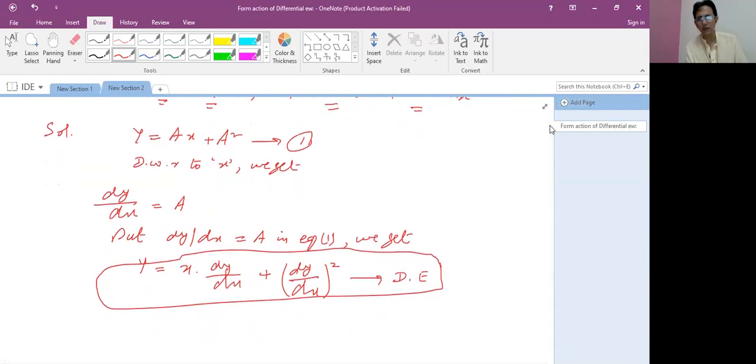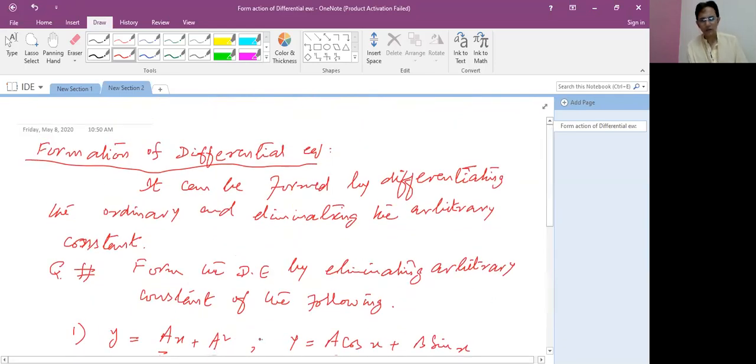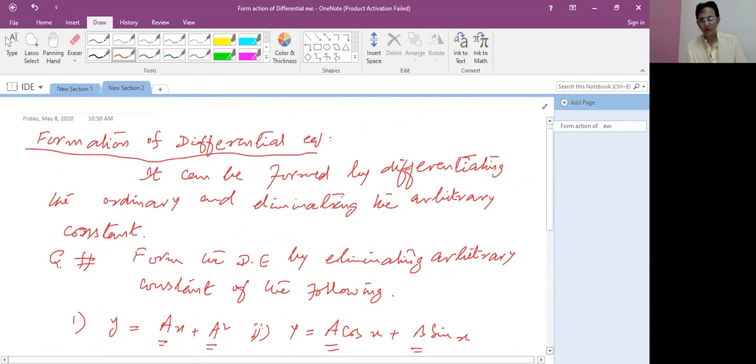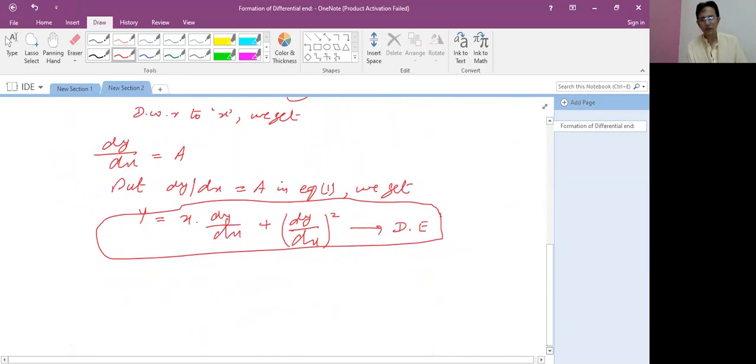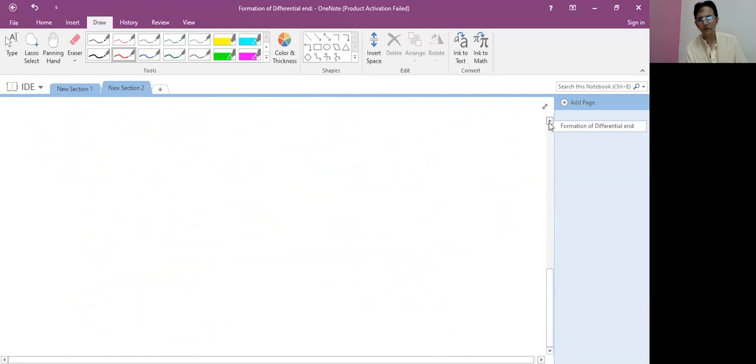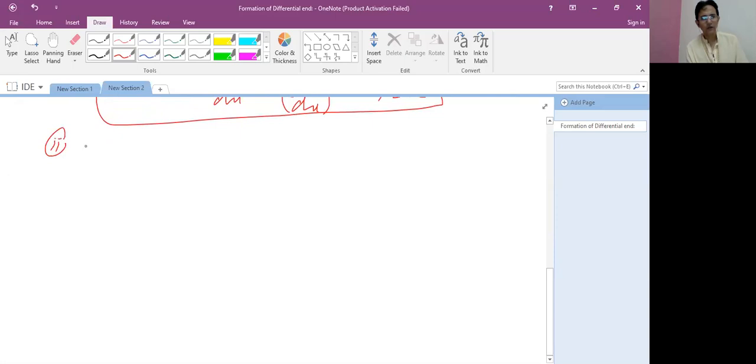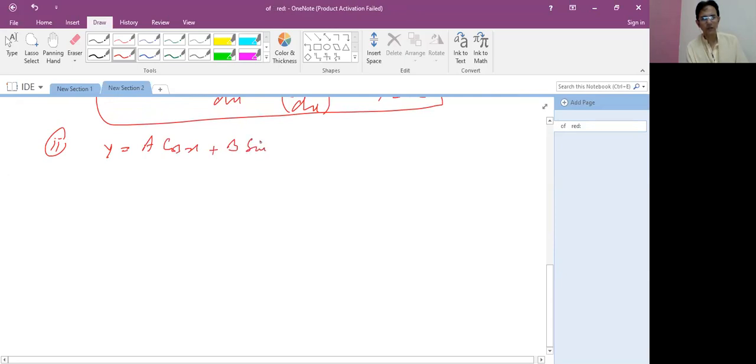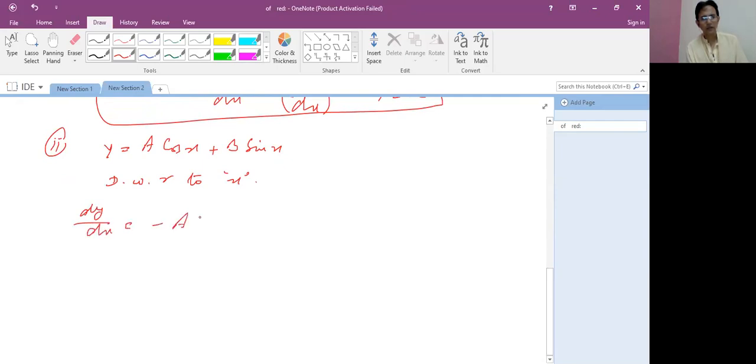Now the second example. We consider y equals a cos x plus b sin x. Differentiate with respect to x, students. dy over dx equals minus a sin x, because the derivative of cos is minus sin, plus b as it is, because it is multiplying together. The derivative of sin x is cos x.